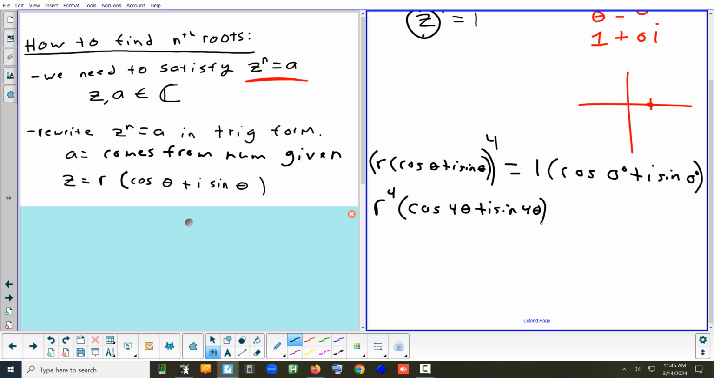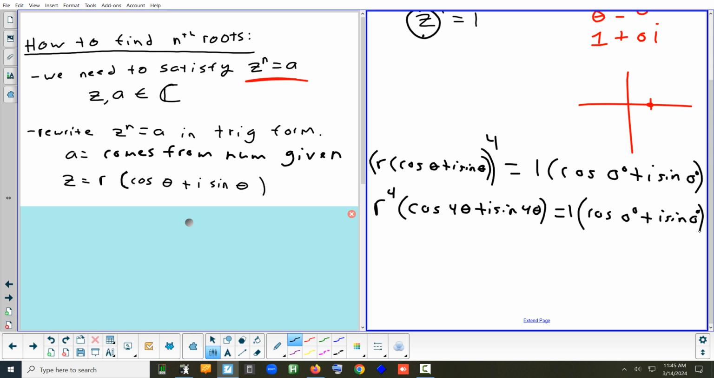I usually jump to that step right away. r to the 4th, cosine 4 theta. And the other side, we're just going to leave everything the way it is. Don't change it. I know it's only a 1 and a 0 this time, but it's not always going to be a 1 and a 0, and then you're going to need it.